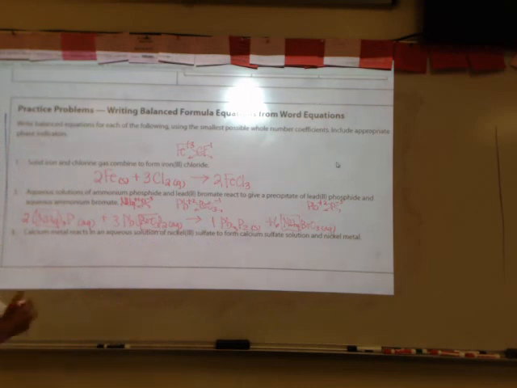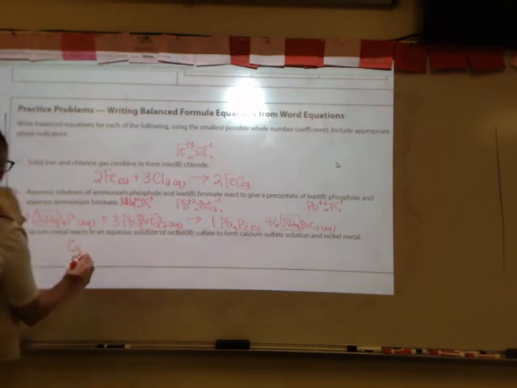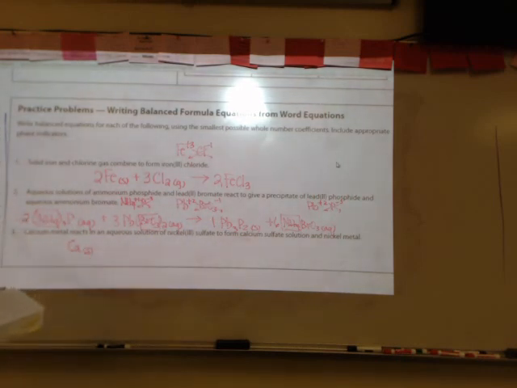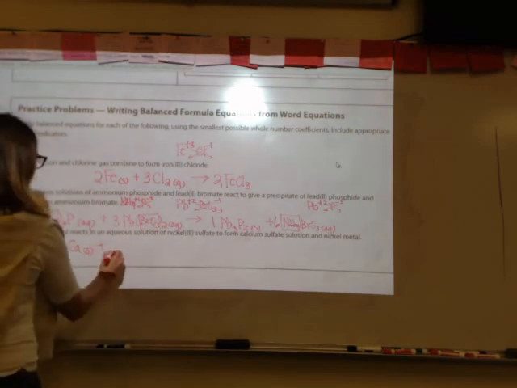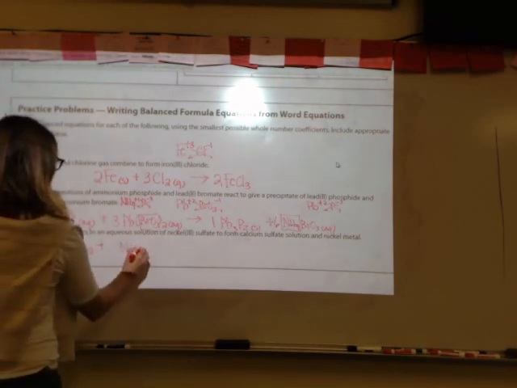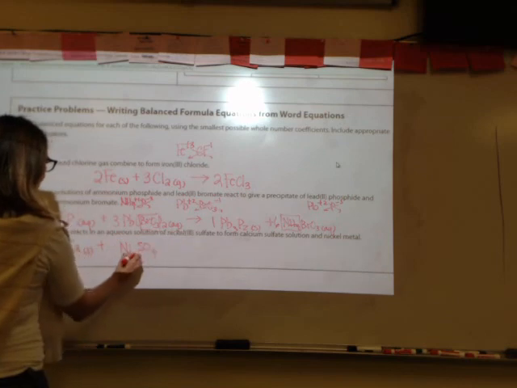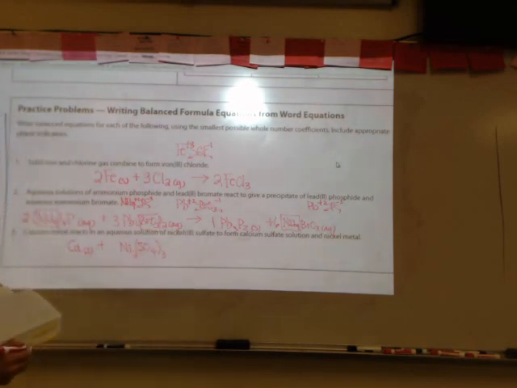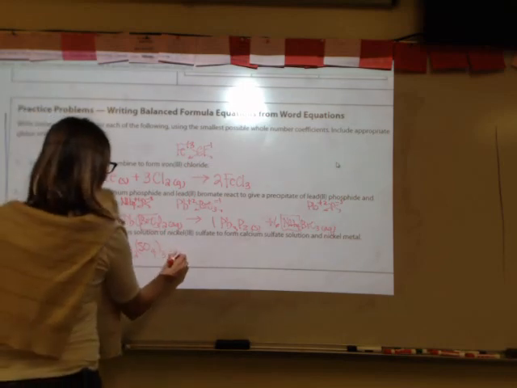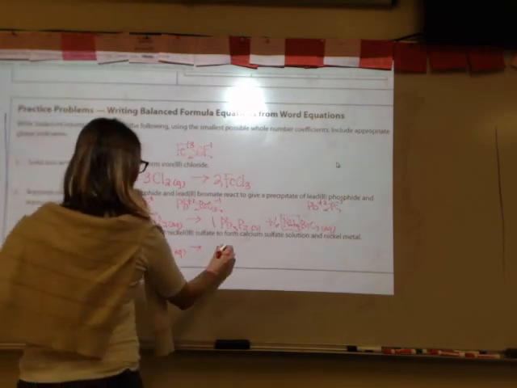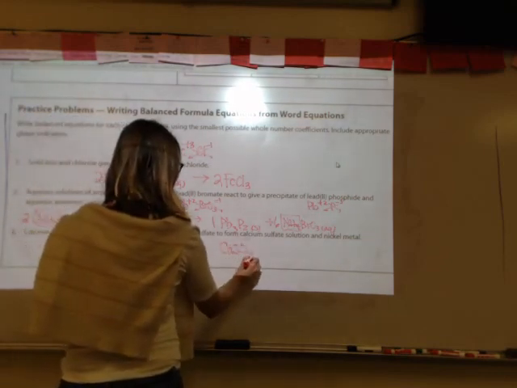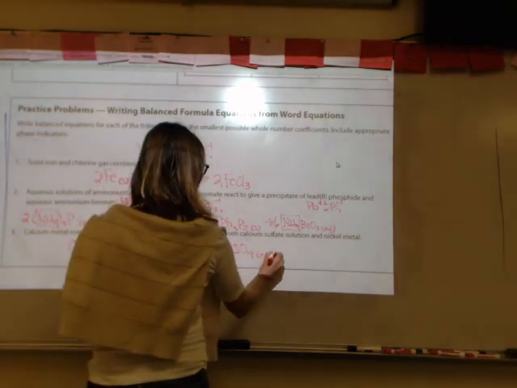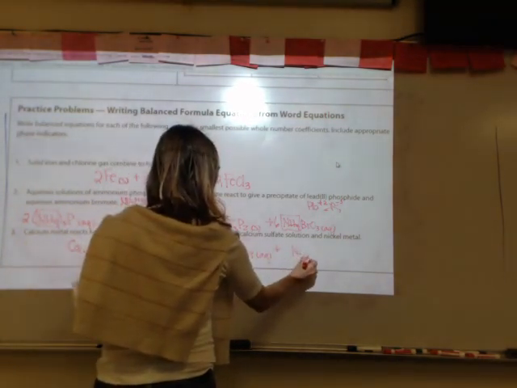Number 3, calcium metal, so that's calcium with solid state of matter, reacts in an aqueous solution of nickel 3 sulfate. Sulfate has a -2 charge. The charge on the nickel crosses over onto the sulfate. Since that's a solution, put an AQ after it. It's forming calcium sulfate, which is CaSO4. They say that's a solution, and nickel metal.